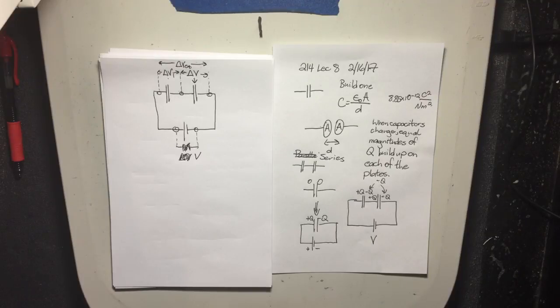Delta V equivalent is the sum of delta V1 and delta V2. If that was the midpoint, and this is delta V1, and that is delta V2, then the sum is delta V equivalent. Obvious.